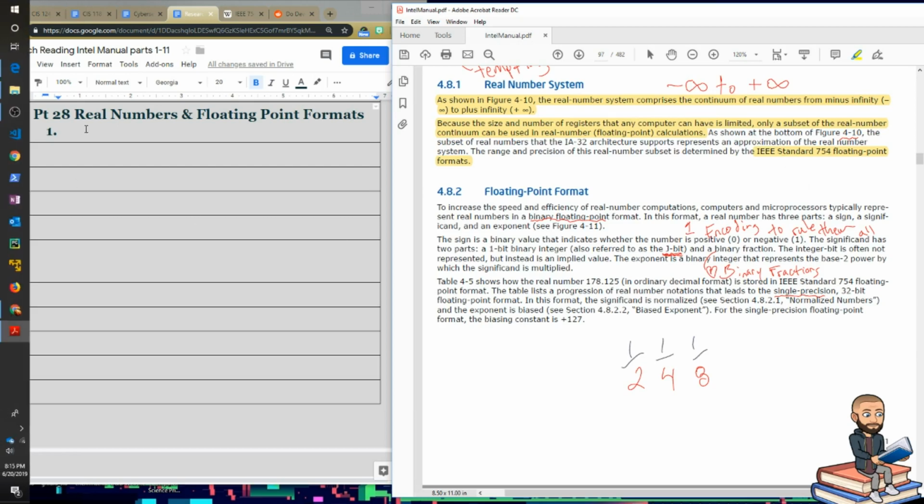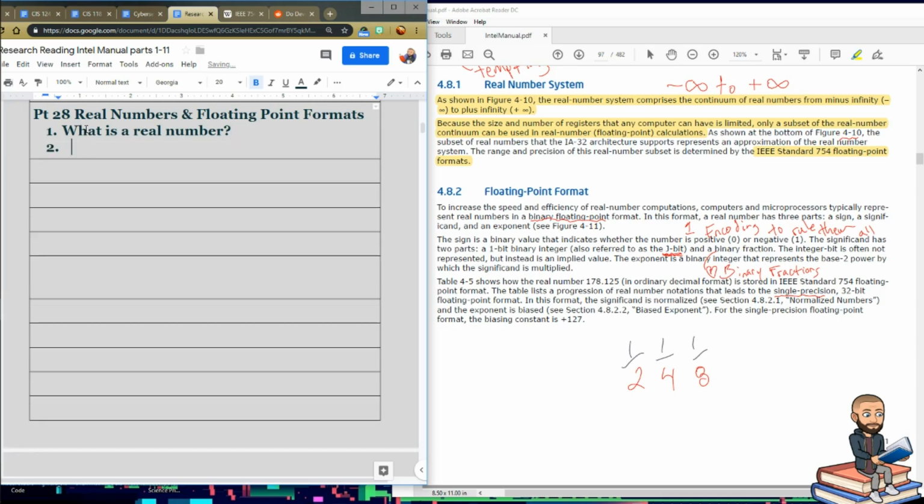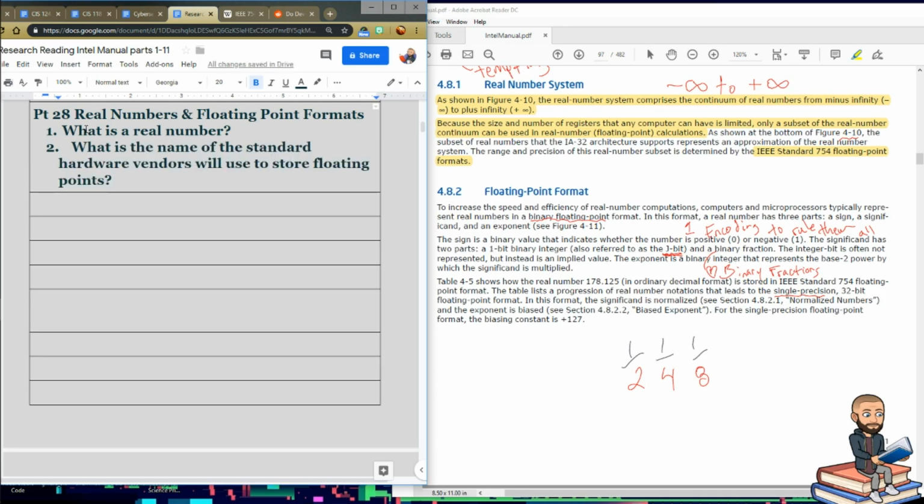So I've said a lot, let's get some questions here. What is a real number? That's just negative infinity to positive infinity. I think asking you what a floating point is is too simple, so how about this: what is the name of the standard hardware vendors will use to store floating points? Anytime you're creating a processor and memory and you want to store these floating points, it makes sense, if you're creating the hardware, to put this in the architecture to make sure it looks like this standard says it should look.